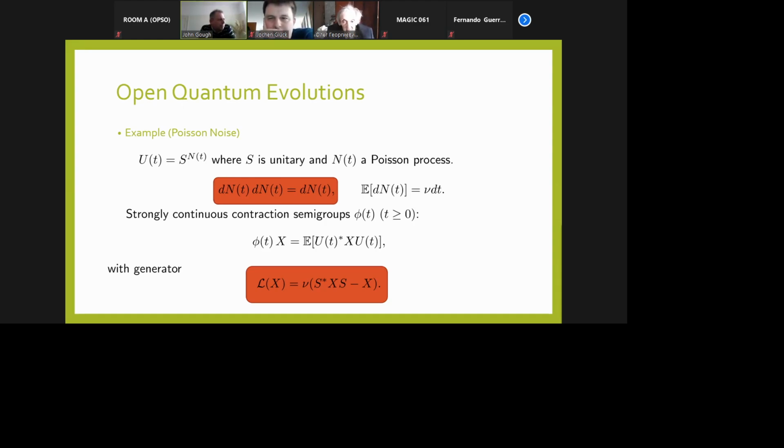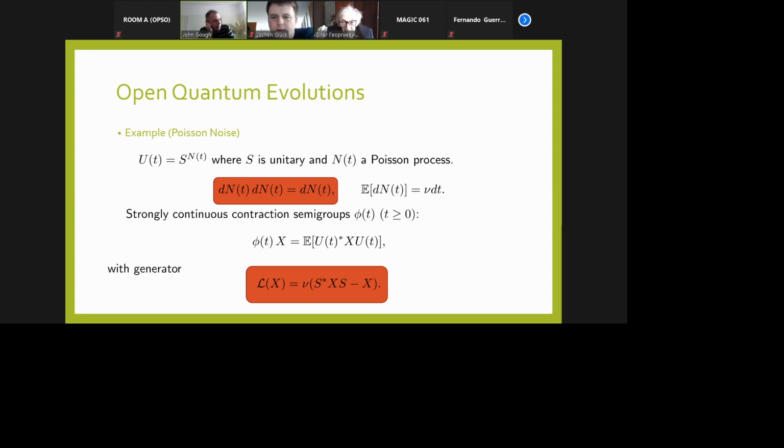An alternative procedure is to use a Poisson process. So we fix a unitary S, and the Poisson process is a counting process. So it takes the values 0, 1, 2, 3. It's increasing, but increases at random times. Again, it has its own calculus, so you can develop an Ito calculus around this. The N squared is equal to the N.